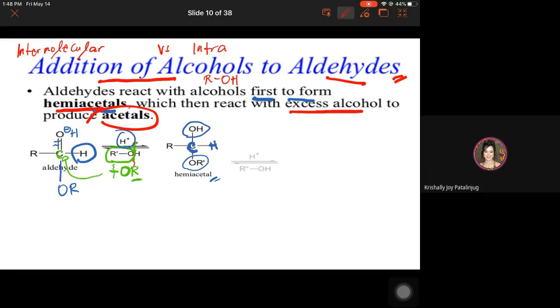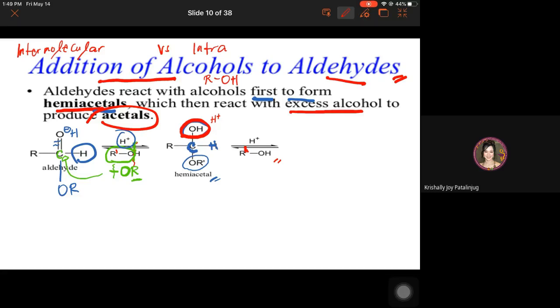In the reaction, you already have excess alcohol. The apostrophe simply means this is the second alcohol added, while the first one is the preliminary alcohol that was added. So in the second step, you add excess alcohol to that hemiacetal. What happens in the reaction? Focus on the OH group. The OH group of the hemiacetal will be protonated. What does protonated mean? We are adding a proton there.